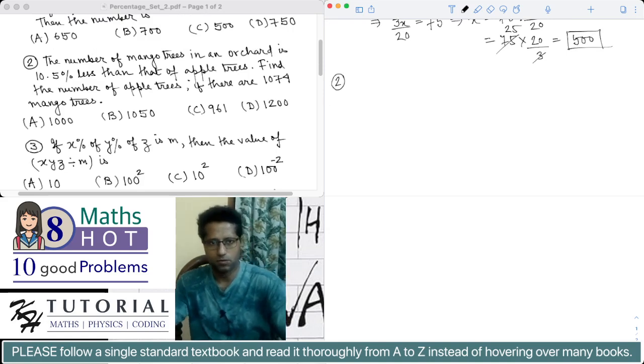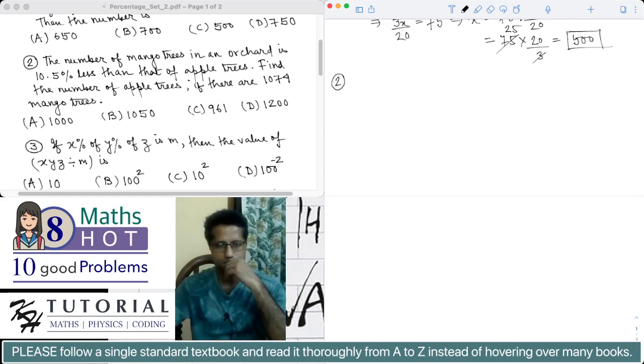The number of mango trees in an orchard is 10.5% less than that of apple trees. Find the number of apple trees if there are 1074 mango trees.